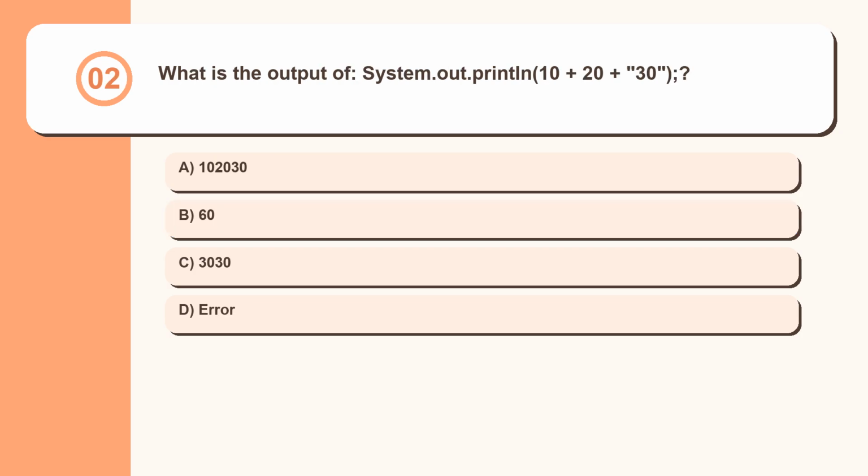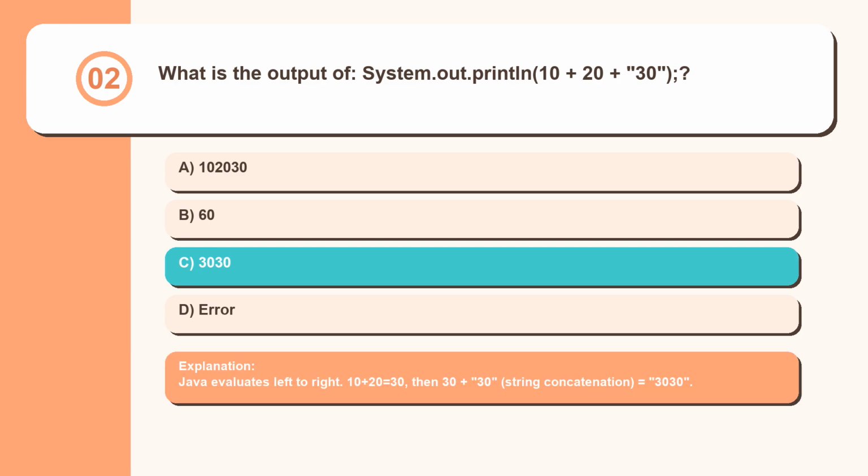Question 2. What is the output of System.out.println(10 + 20 + "30")? 100, 2030, 60, 3030, error. Java evaluates left to right. 10 plus 20 is equal to 30, then 30 plus "30" string concatenation equals 3030.